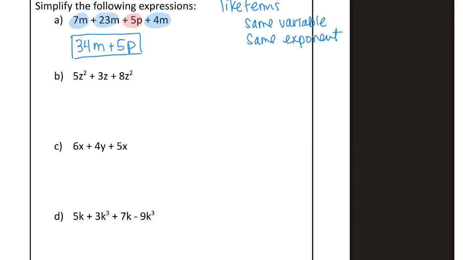All right, same thing with b. I have 5z squared. I'm going to highlight everything that's z squared here, and then I have 3z. So 5 and 8 is 13z squared, and then I have plus 3z. Let's see, c, I have a 6x, and I have a 5x, and then I have a 4y. So 6 and 5 make 11, and then I have plus 4y.